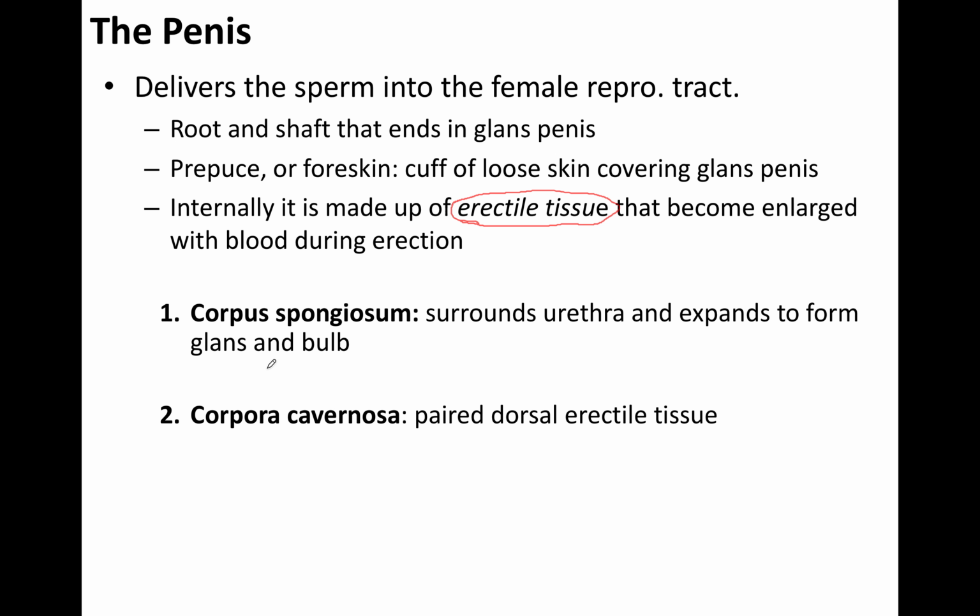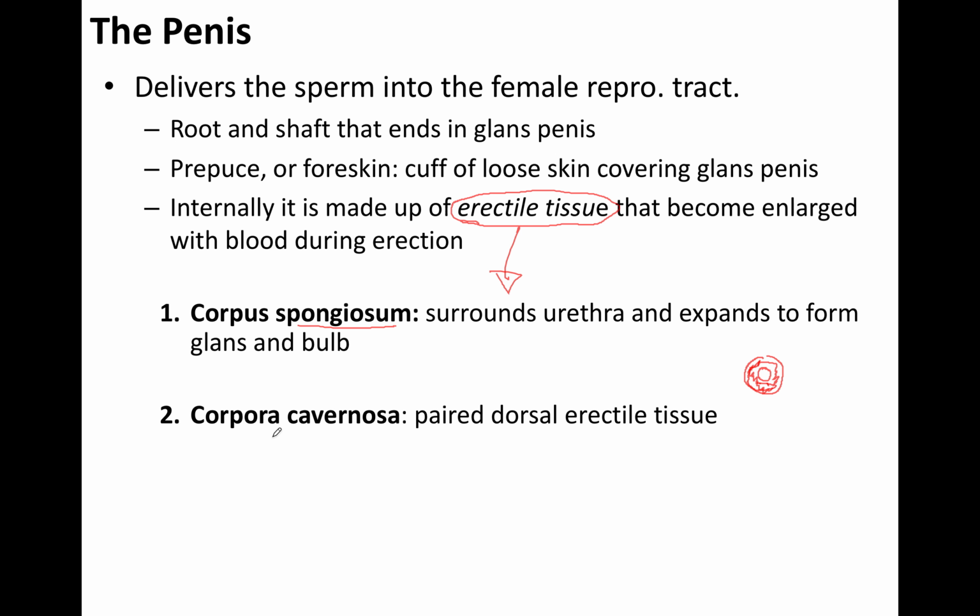The two different erectile tissues are going to be the corpus spongiosum, okay, which actually is going to surround the urethra itself. Basically, what you have is a tube, which is going to be the urethra, and around that tube, you have a little bit of erectile tissue. The purpose of that erectile tissue is to help make sure that that tube remains open during ejaculation. If not, then the other erectile tissue is going to cause that tube to actually pinch and close.